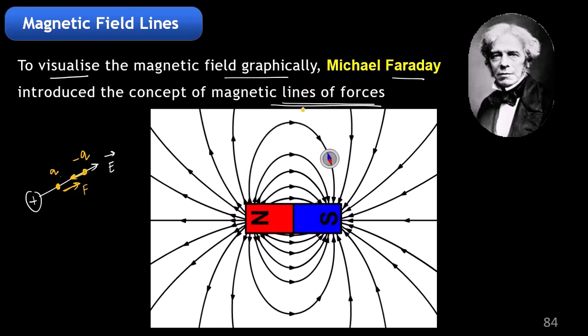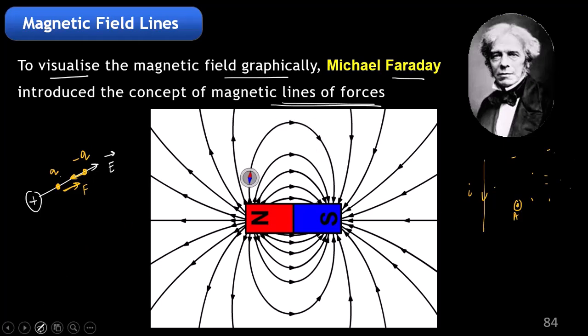Why? Because whenever we study Oersted's experiment, if I place a current carrying wire and the current is going in this direction, then at this point A, the magnetic field line will be dot. At each and every point on the right hand side of the current carrying wire, the magnetic field line is dot.